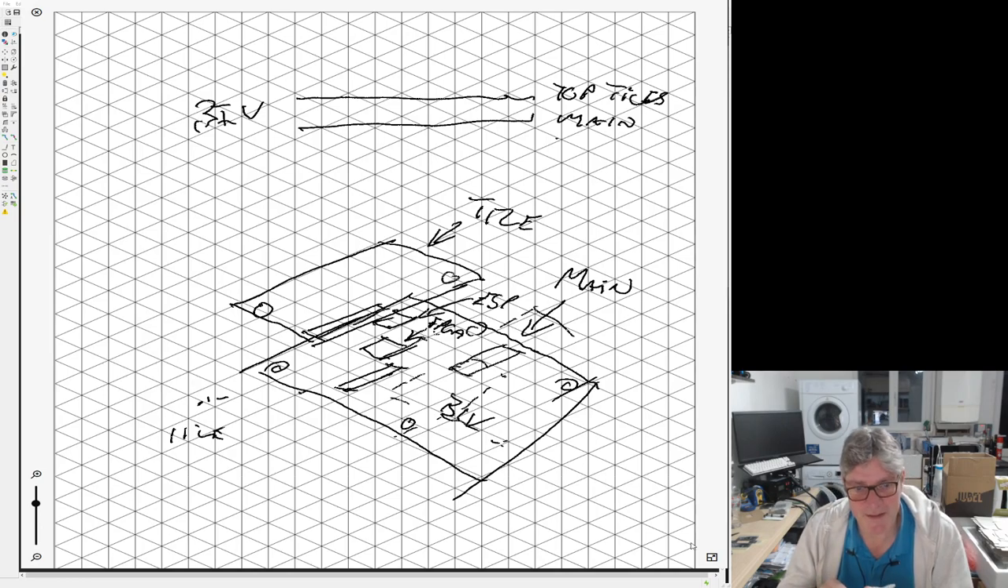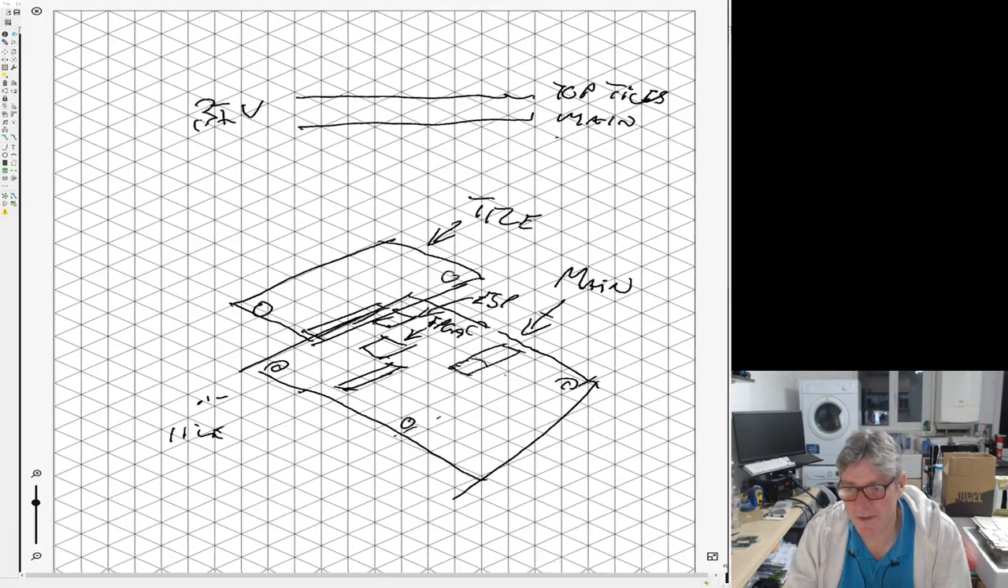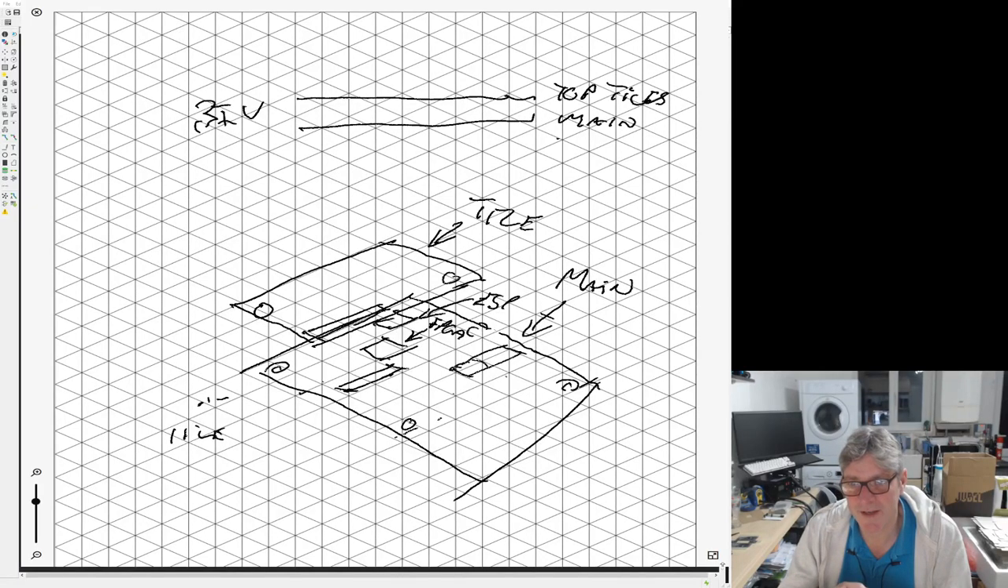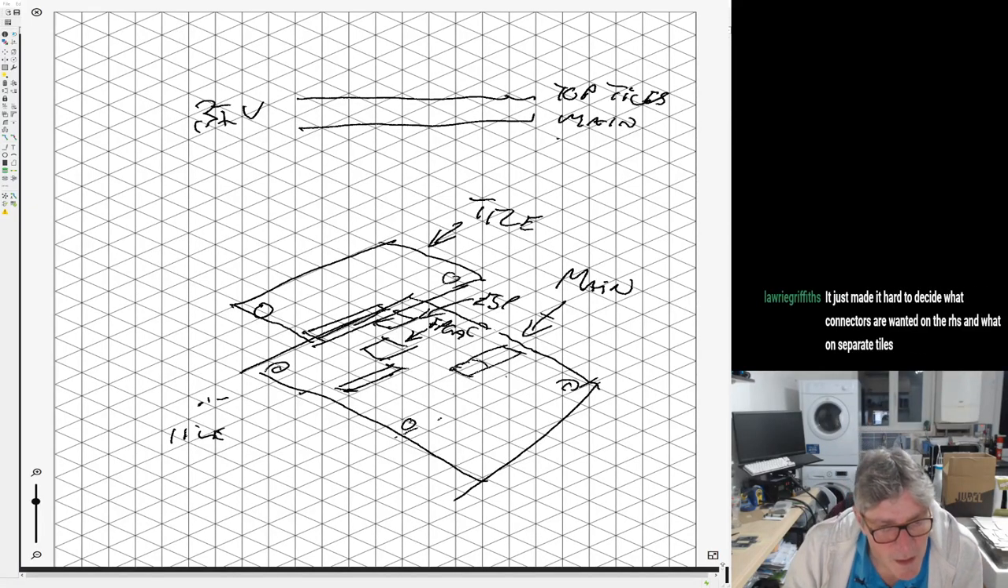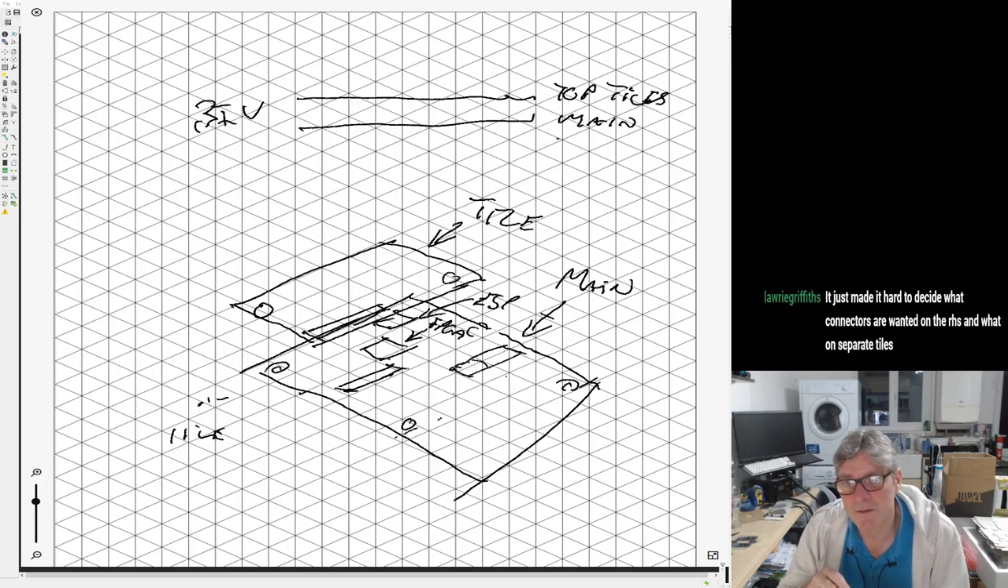I want to make sure people understand, though. This is quite an important step. Let me just resize this, because if you do a redraw, it doesn't always update. It just made it hard to decide what connectors I wanted on the right-hand side and what were on separate tiles.